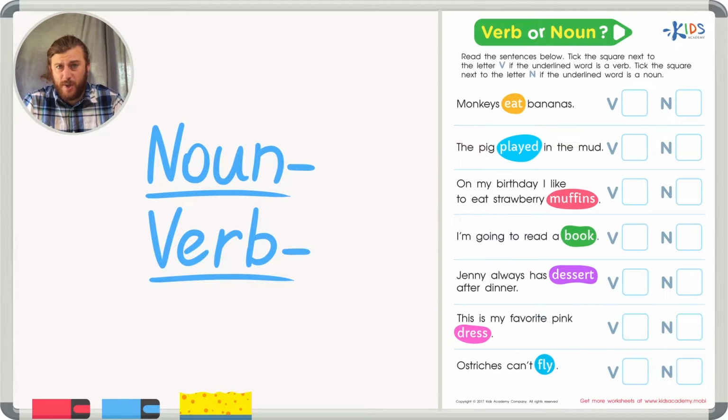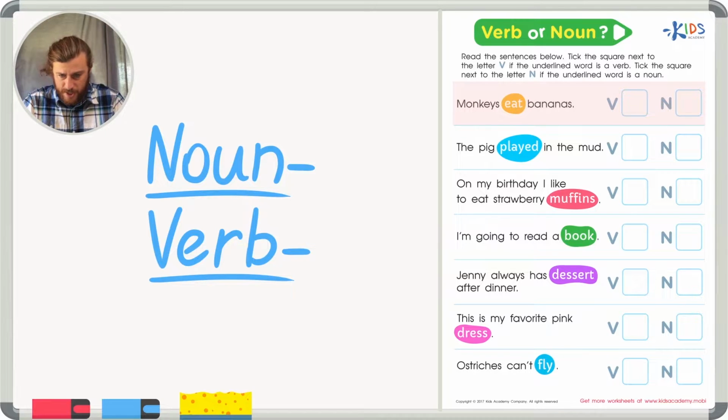Let's read the directions for this worksheet and get started. Read the sentences below. Tick the square next to the letter V if the underlined word is a verb. Tick the square next to the letter N if the underlined word is a noun. Let's read each sentence carefully, and then we'll decide what the underlined word is.